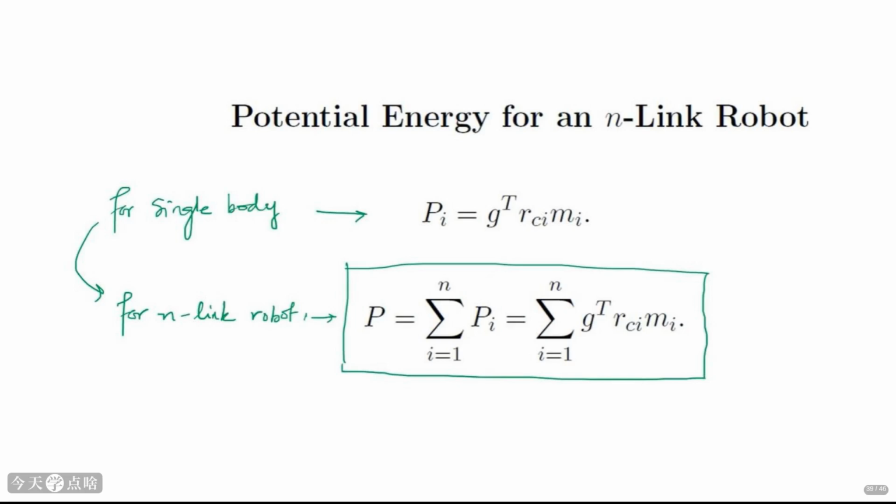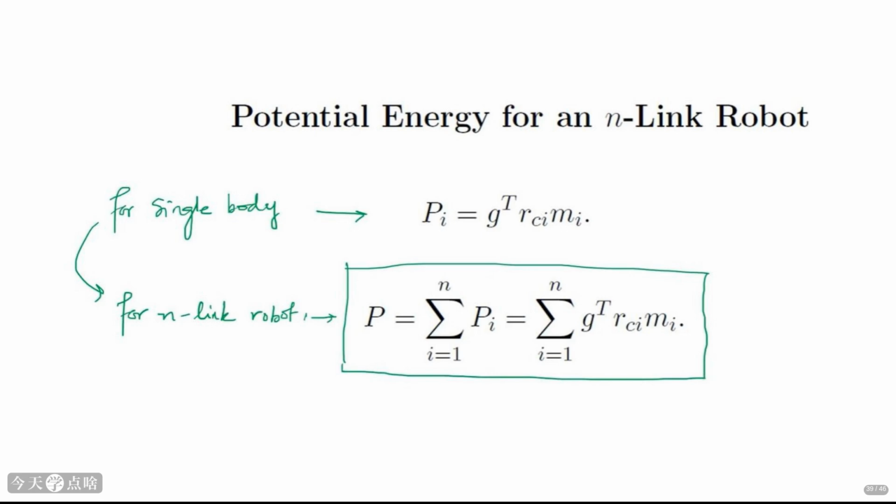Potential energy for an n-link robot. The primary source of potential energy in a robot manipulator is gravity. The potential energy of the entire system is the sum of the potential energies of each individual link. The potential energy of link i is m_i g h_i, where m_i is the mass of the link, g is the acceleration due to gravity, and h_i is the height of the link's center of mass above a reference level.